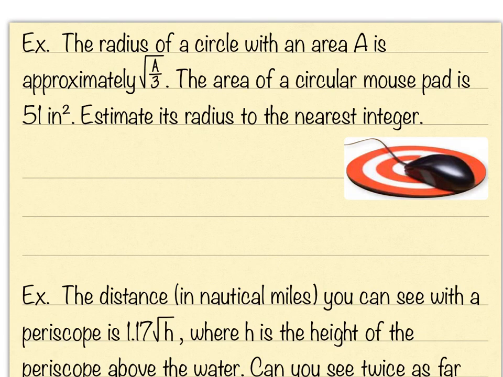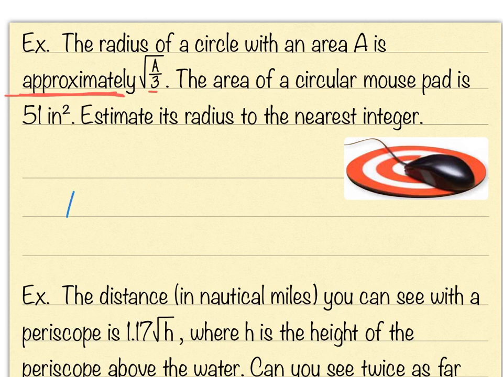All right, let's look at some problems that involve, again, just approximating square roots here. It says the radius of a circle with an area of A is approximately the square root of the area divided by 3. And again, that's because it says approximately, that's because when you find the area of a circle, you have to use pi, and pi is approximately 3. So again, we're just estimating this.